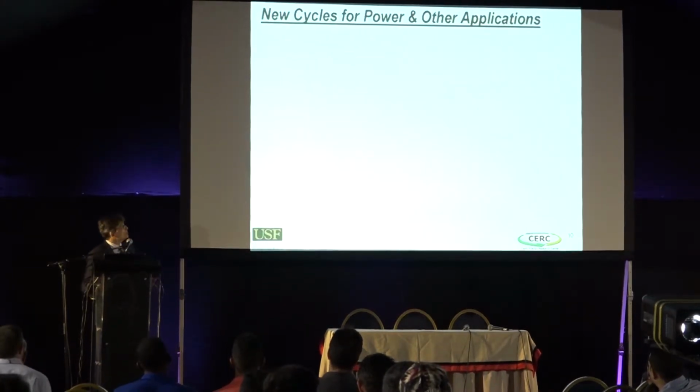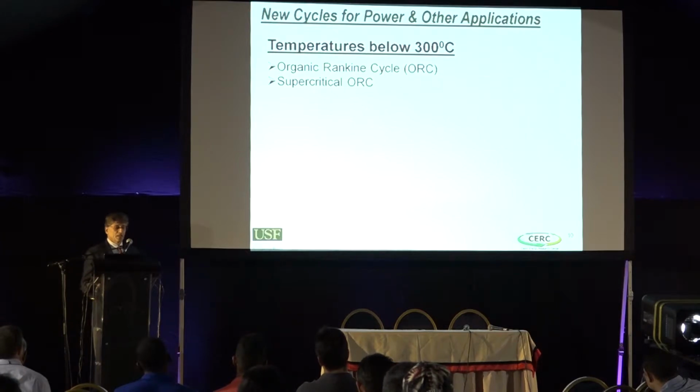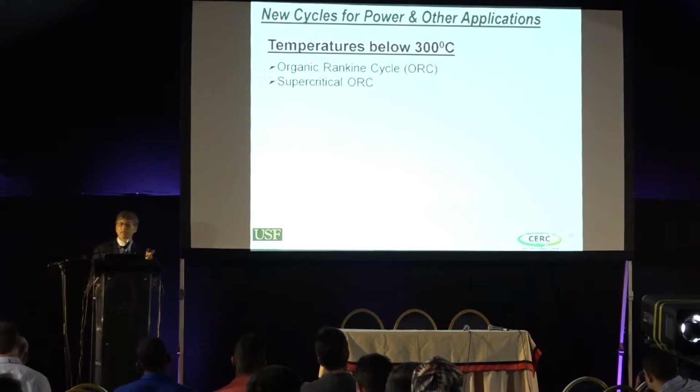Now, when it comes to power cycles, thermodynamic cycles, let me cover the whole range. For temperatures below 300 degrees C, we have the organic Rankine cycle, which is used in geothermal power.